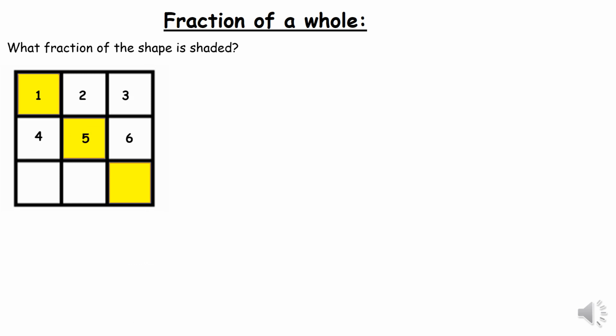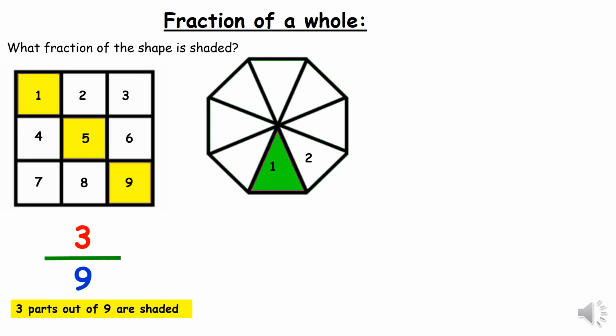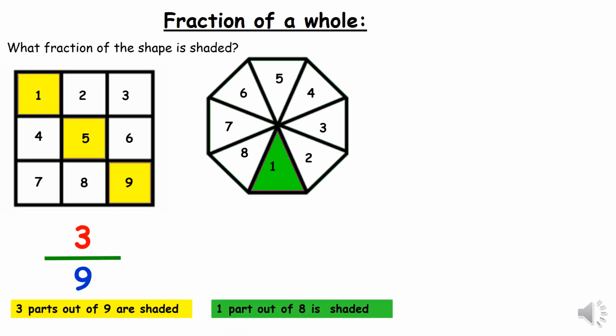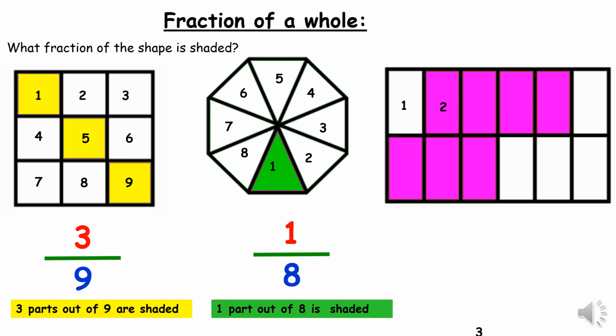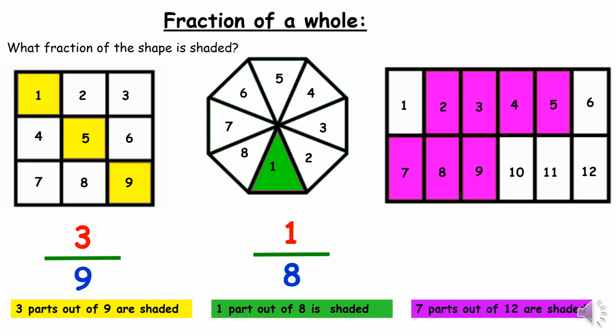Look at the following examples. 3 shaded parts out of 9, 1 green part out of 8, and 7 pink parts out of 12.